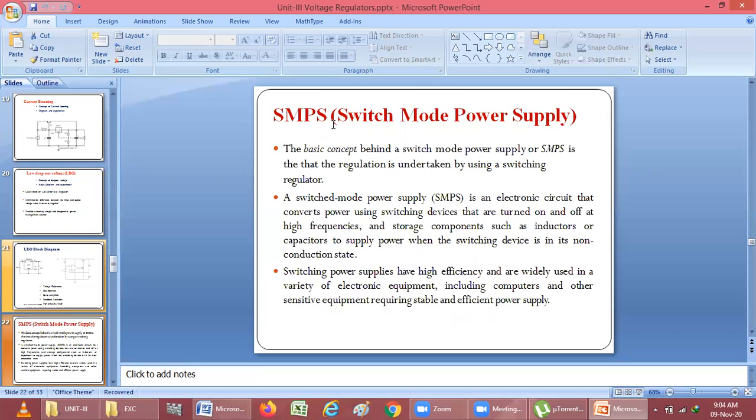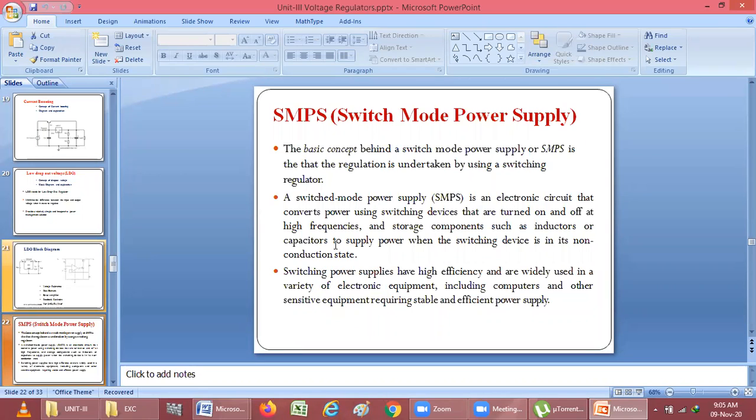So it is an electronic circuit that can be used as a switch. It can be turned on and off at a higher frequency, along with a storage component. We know we can store some charge by using a capacitor. Or if there is an inductor, magnetic flux is introduced, and as the conductor is cut by magnetic flux, EMF is induced according to Faraday's law. We are aware of these concepts. So by using the switch we regulate the DC voltage, using components like inductor and capacitor to supply the power when the switching device is in a non-conduction state.